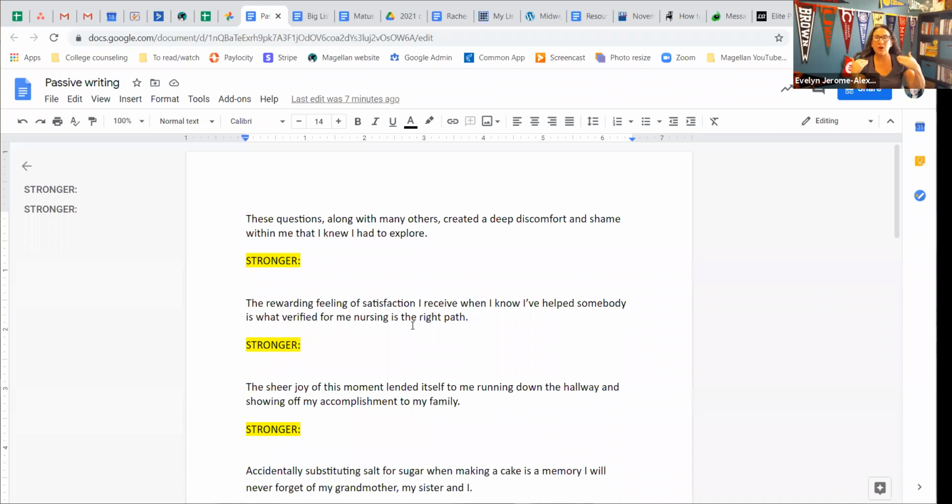We do that by making ourselves, I know this is so hard because you've been taught for so many years not to be the center of attention when you're writing, but in your college essays, you need to be the center of attention. So passive voice is when you put yourself as the object of the sentence instead of as the subject of the sentence. So I'm going to read these out loud to you, and we're going to rewrite them and make them stronger. Okay. So here's the first one.